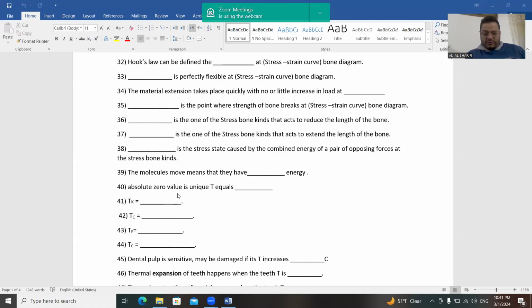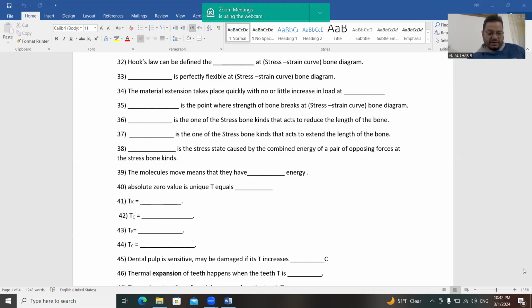Absolute zero value is unique temperature and equals what? Kelvin temperature equals what? I mean the equation. Celsius temperature equals what? Equation. Fahrenheit temperature equals what? Celsius temperature with Fahrenheit equals what?